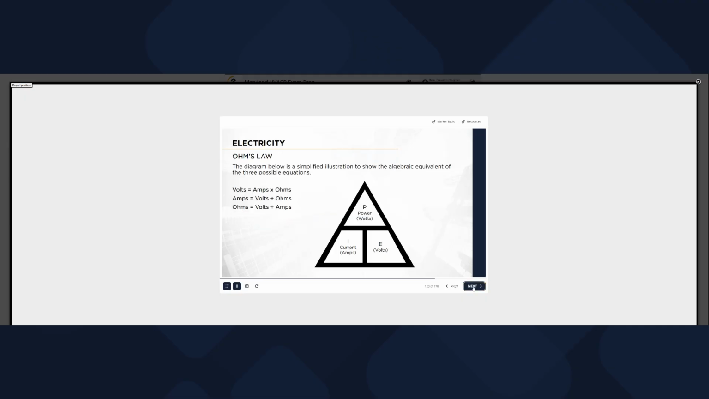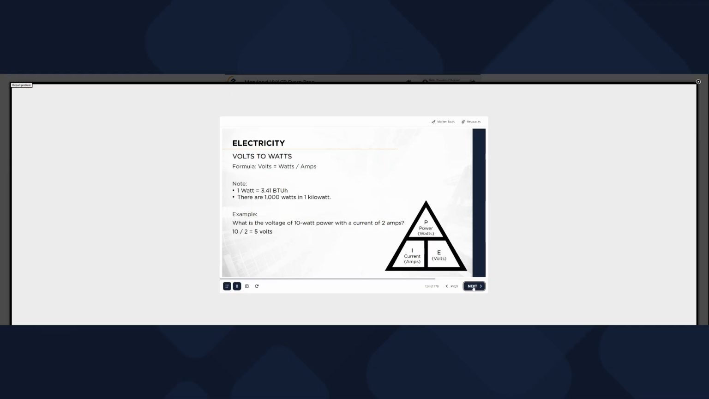Ohm's law states that electric current is proportional to voltage and inversely proportional to resistance. The diagram is a simplified illustration to show the algebraic equivalent of 3 possible equations. Volts to watts. 3.41 BTUH equals 1 watt. Also, there are 1,000 watts in 1 kilowatt. What is the voltage of 10-watt power with a current of 2 amps? Volts equals watts divided by amps. 10 divided by 2 equals 5 volts.